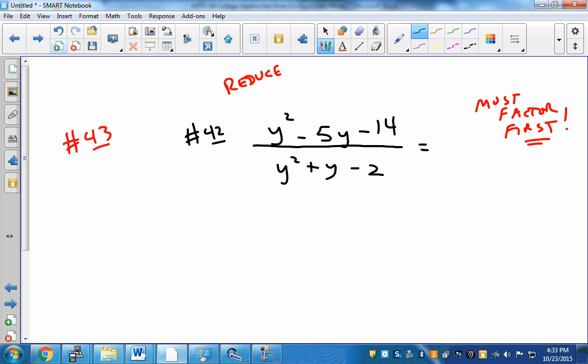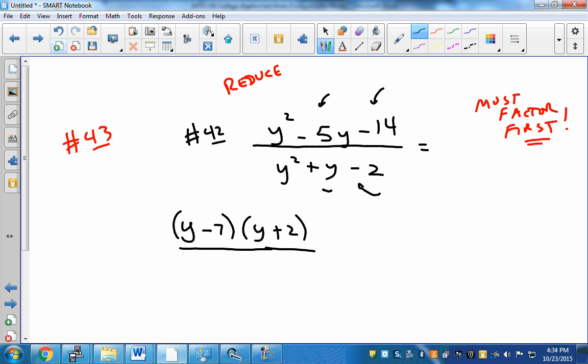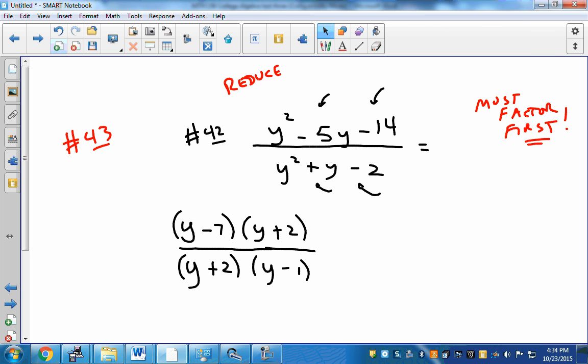Okay, so let's see. Up top, we need two numbers that multiply together to give us -14, but add up to -5. So that sounds like y minus 7 and y plus 2. For the bottom, we need two numbers that multiply together to give us -2, but add up to +1. So that looks like y plus 2, y minus 1. Now, if you're at all unsure, you really want to check these, because if the factoring's wrong, the rest of the problem is going to be wrong.